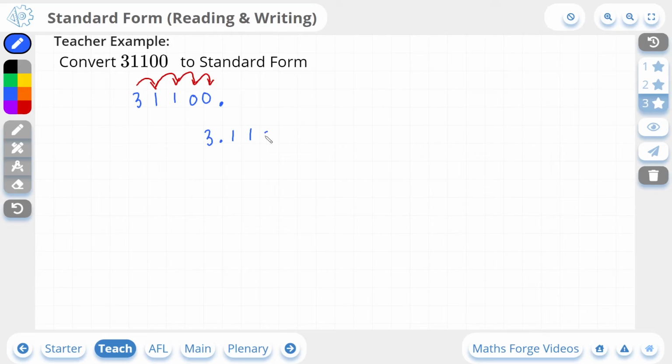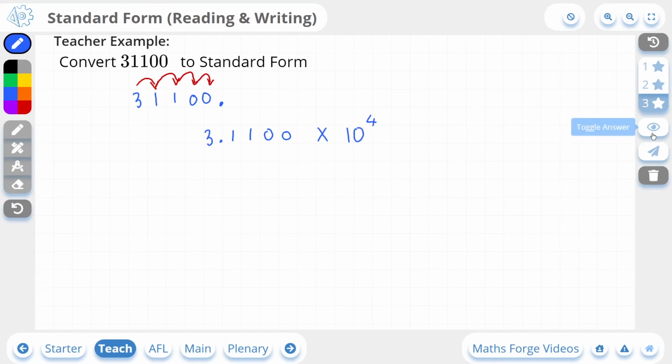3.1100. Now, there's no need to write these 2 zeros here at the end, as they're not going to change the value of the 3.11. However, there is a need to write multiplied by 10 to the power of. Now remember, our original value is much larger, so this modified value, 3.1100, has to be multiplied by a positive power in order to retain its original value, which is a large number. And how many places did we move it across? We moved it across by 1, 2, 3, 4 places, so that ends up becoming the power of our 10.